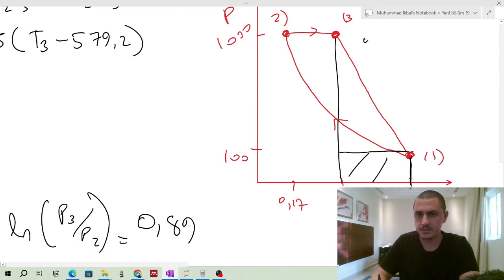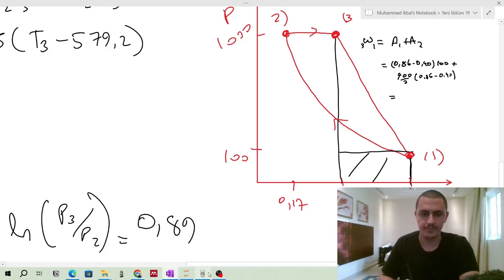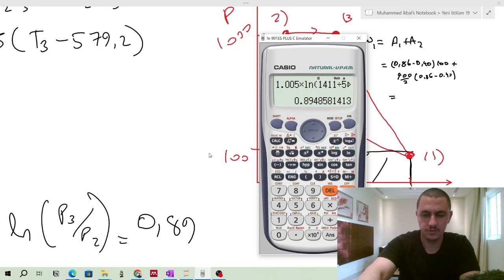So the specific work from 3 to 1 is equal to this area 1 plus area 2. Area 1 is basically the volume change times the pressure, right? 100 plus this one, which is 900. You have the height, 900, over 2, height over 2 times base. The base is again the volume change, the volume difference. Okay, so let's find the volume.